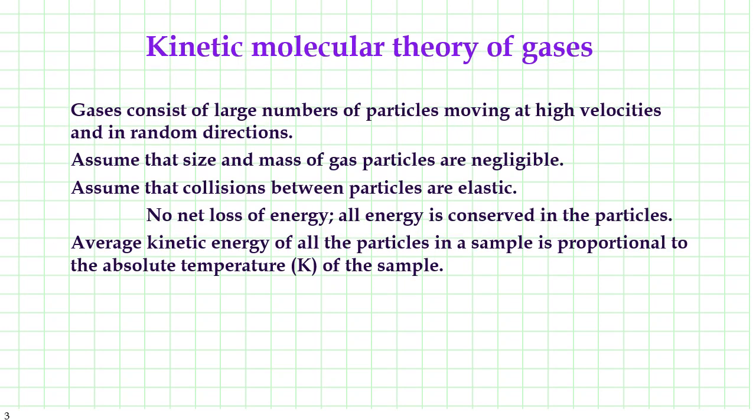So kinetic molecular theory of gases, sometimes we refer to it as KMT because it's a lot easier to say, is based on the following assumptions. These assumptions are not completely accurate, but if we tried to be really accurate, the math would be crazy sauce. So we know that gases consist of large numbers of particles moving at crazy high velocities and in random directions.